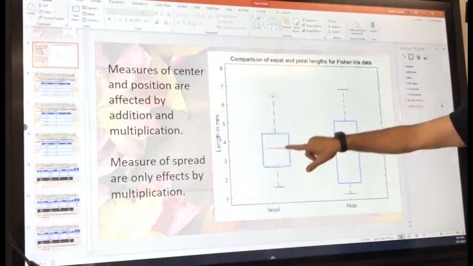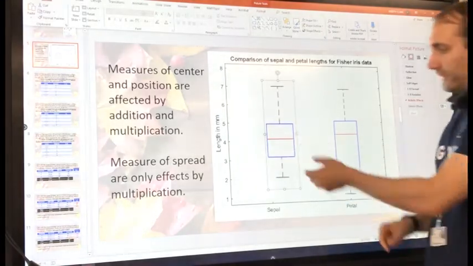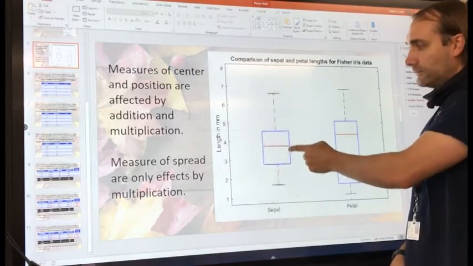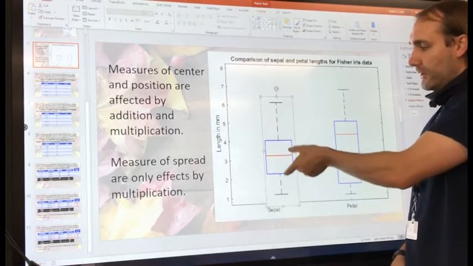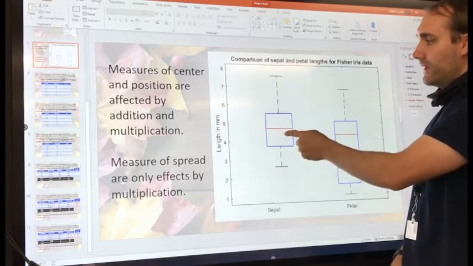What about the standard deviation? Does that get affected? No, it doesn't. So notice how the distance between my red and blue is the same. So those are the two values that, when you're adding or subtracting, do not get affected.